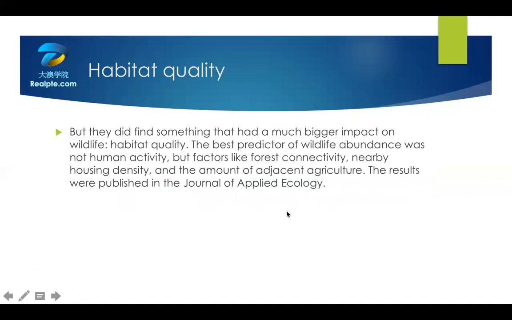好，我们来整篇文章读一下吧，语速放慢一点。But they did find something that had a much bigger impact on wildlife. Habitat quality. The best predictor of wildlife abundance was not human activity, but factors like forest connectivity, nearby housing density, and amount of adjacent agriculture. The results were published in the Journal of Applied Ecology.